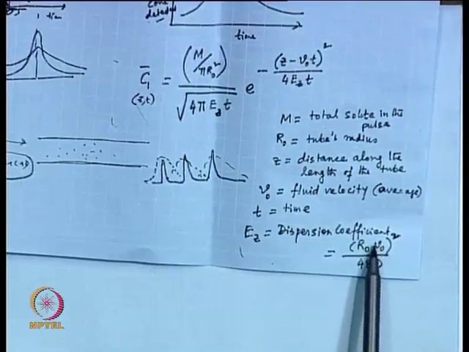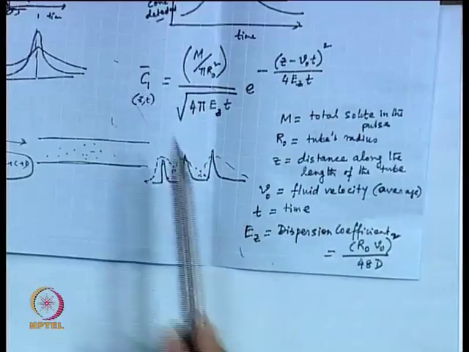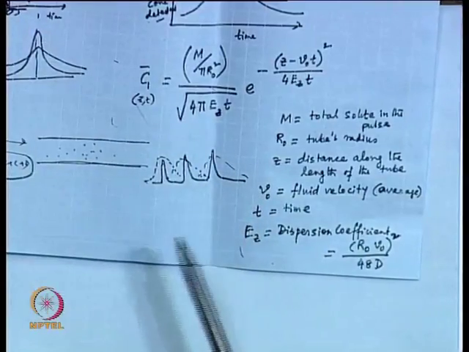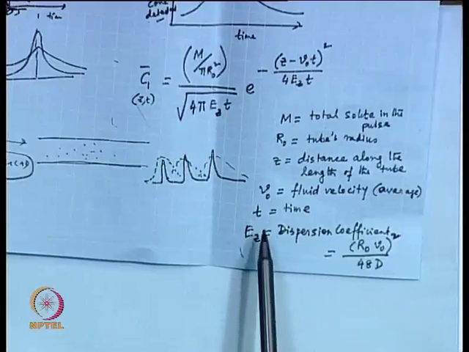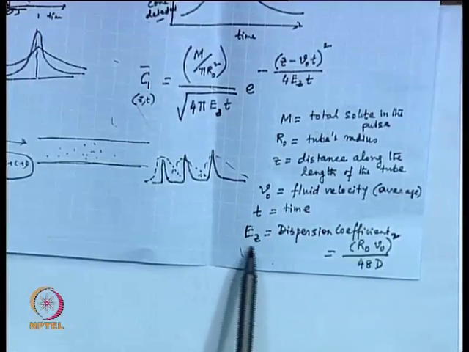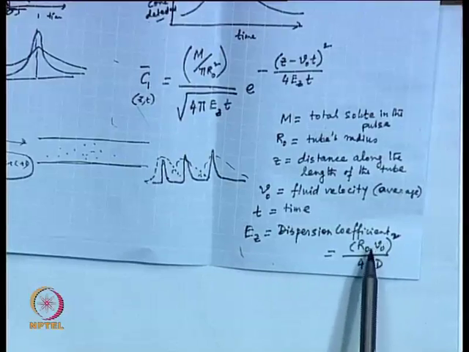On the other hand, in the numerator you have R0, V0. So, this dependence is completely inverse on D, whereas you expected this to be equivalent to the diffusivity term. If it were equivalent to the diffusivity term, then D should have been in the numerator, but instead D has gone to the denominator.